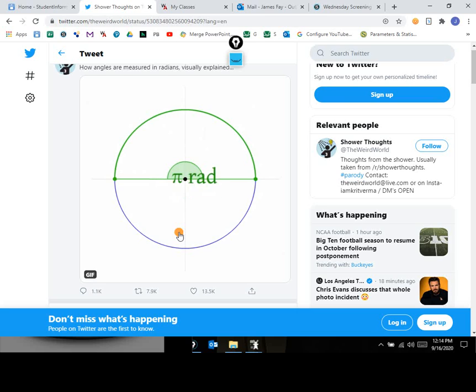And then if I go pi radians and go all the way around, I get 2 pi radians as going all the way around.